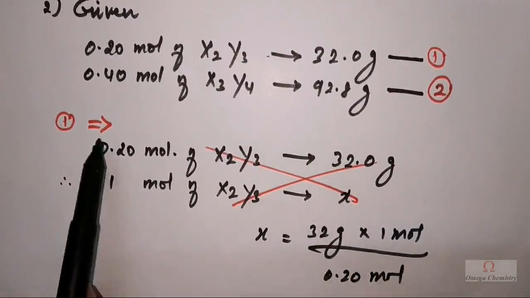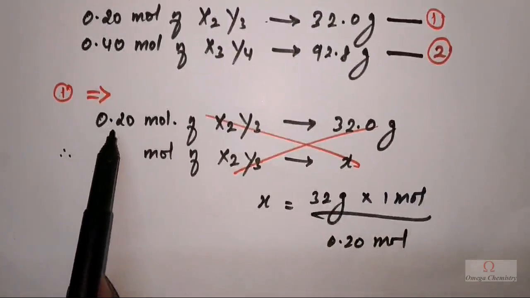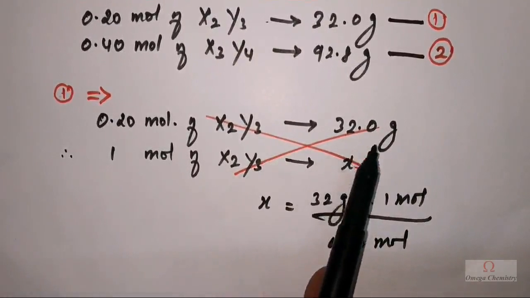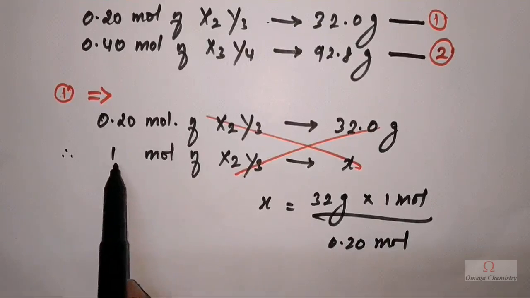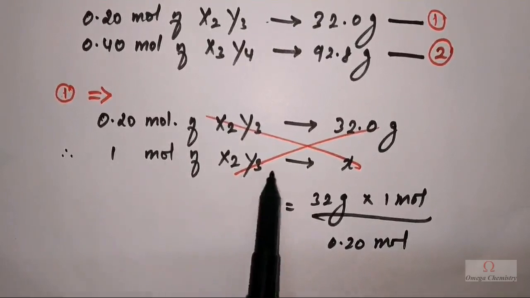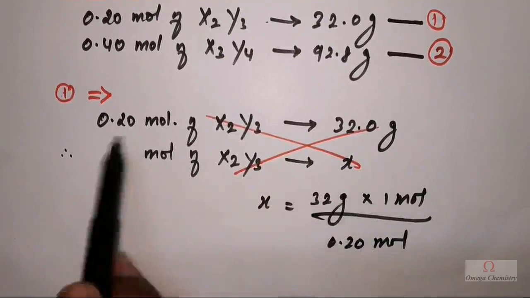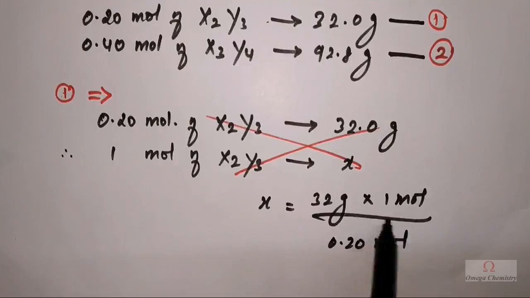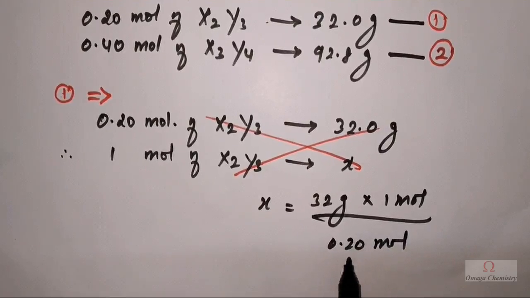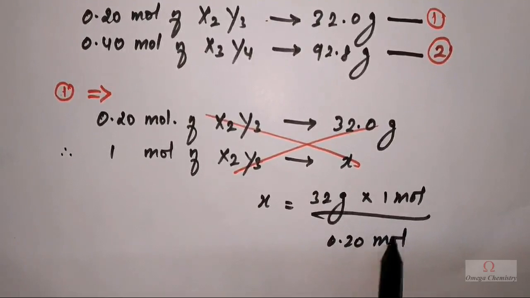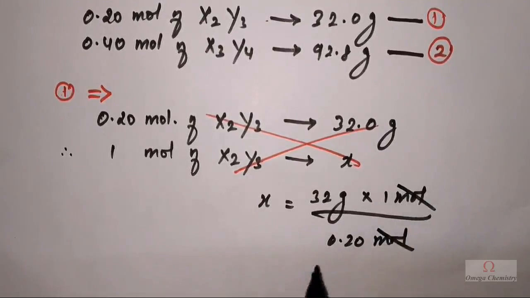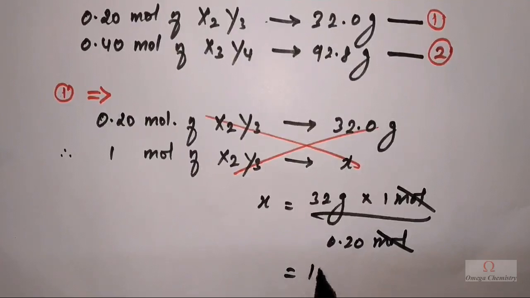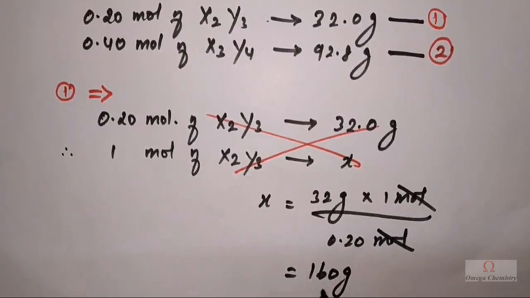Now I am going to process equation number 1. So I know that 0.20 moles of X2Y3 weighs 32 grams, which means I am going to calculate the weight of 1 mole of X2Y3. I am going to call it X, and then upon cross multiplication I get on the numerator 32 grams into 1 mole by 0.20 moles. So the mole will get cancelled, which means 32 divided by 0.2, which will be equal to 160 grams. Okay.